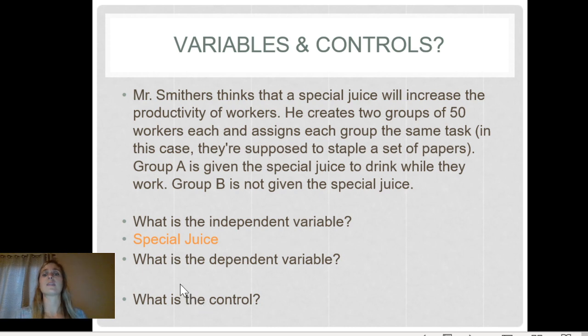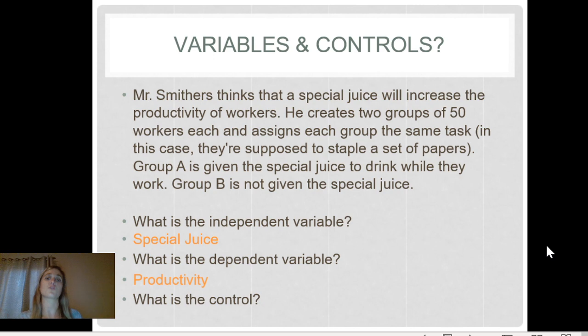All right, and then so then what would be the dependent variable? What's the data that is going to be measured from this experiment? What is Mr. Smithers going to measure to see if his hypothesis was correct? And in this case, it's the productivity of the workers, okay? So he's measuring the productivity, how fast or how many sets of stapled papers they can do. Did group A do more with the special juice, or did group B do the same as A? How did that work? And then what is the control?